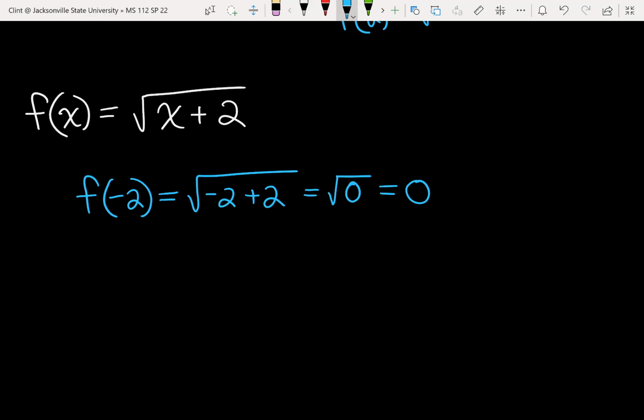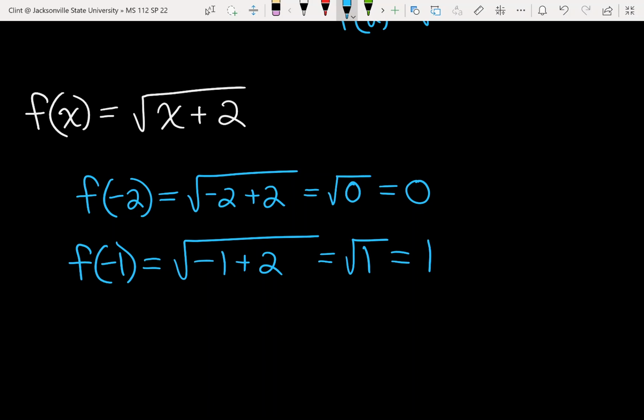So like if we went to -1, that's bigger than -2. That would be square root of 1, and that one would work. And if you tried any number bigger than -2, it will work with this function. So our domain, the smallest x value that works would be -2, and then they can be as big as we want them to be. That'll be that one.